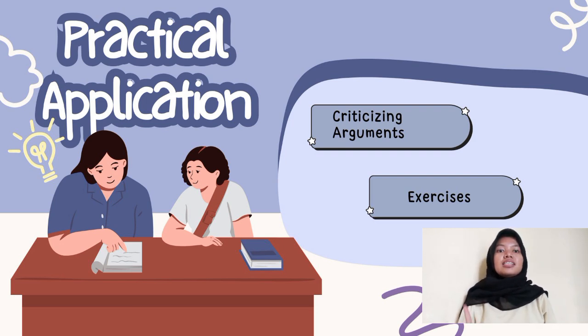The second one is exercise. The best way to improve argumentation is through practice. We can start with analyzing arguments we see in the media like news and ask, are their arguments logical? Debating casually with friends about light topics to practice presenting opinions. Creating our own arguments and asking others to critique them. By criticizing arguments and practicing regularly, we will become better at building and presenting strong opinions. This also helps us avoid logical mistakes and improves our confidence in speaking.